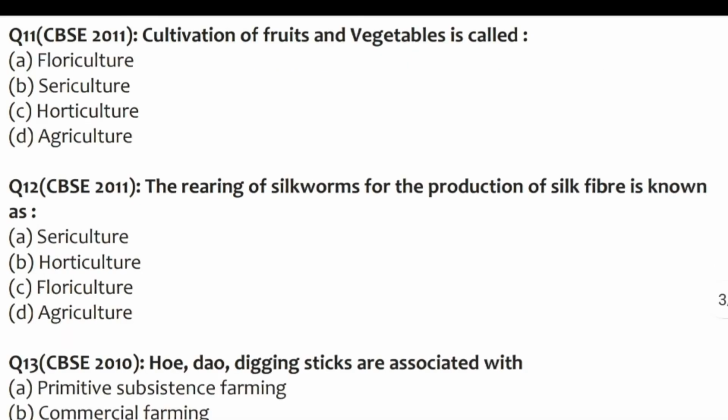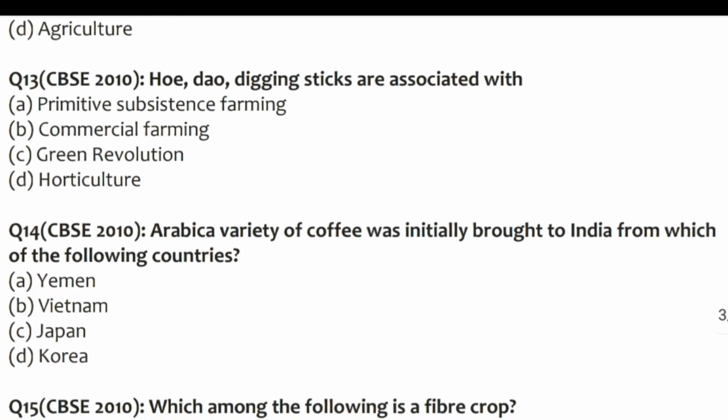11. Cultivation of fruits and vegetables is called A. Floriculture, B. Sericulture, C. Horticulture, D. Agriculture. 12. The rearing of silkworms for the production of silk fiber is known as A. Sericulture, B. Horticulture, C. Floriculture, D. Agriculture. 13. Hoe, dao, digging sticks are associated with A. Primitive subsistence farming, B. Commercial farming, C. Green revolution, D. Horticulture.